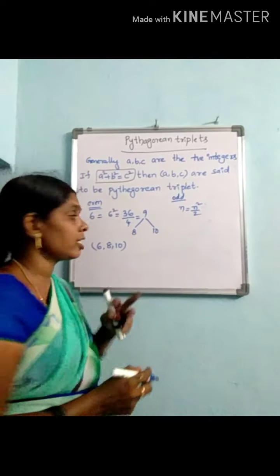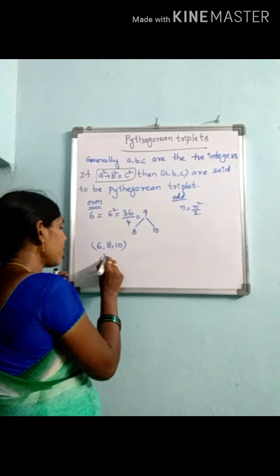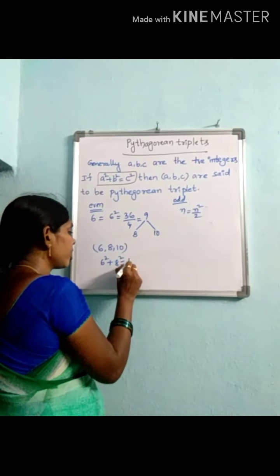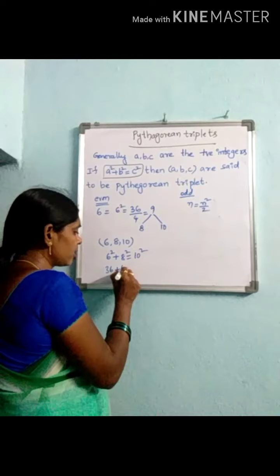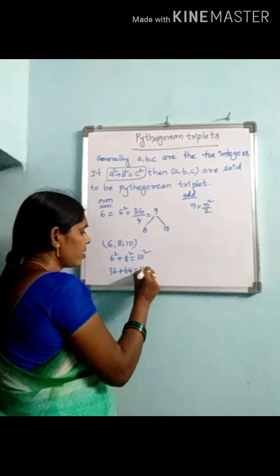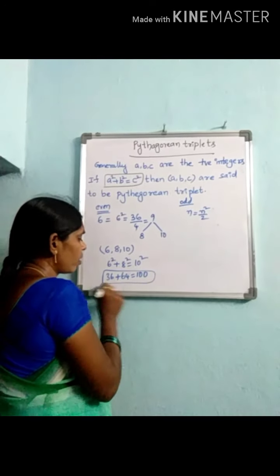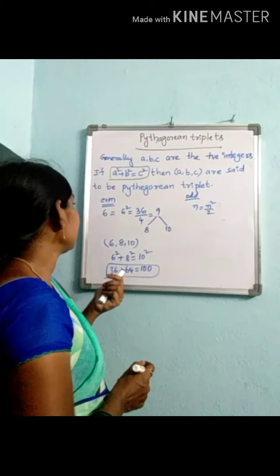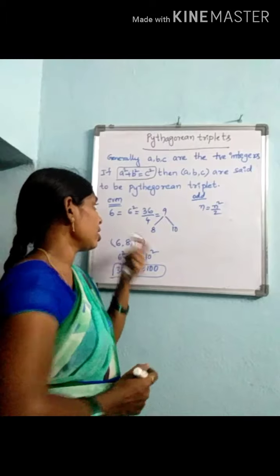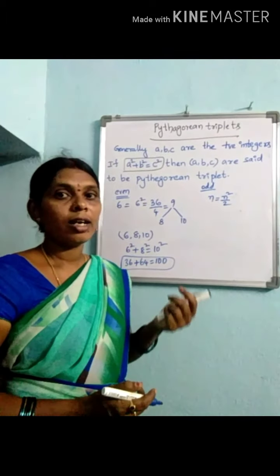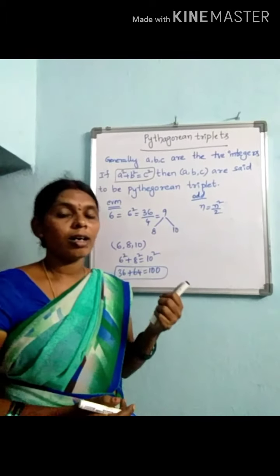Once we have to check whether it is possible or not. 6 squared plus 8 squared equals 10 squared or not. 6 sixes are 36 plus 8 eights are 64, which equals 10 tens, 100. So it is a very easy method: if one number is given, we can find the remaining two. I hope you all understand. Thank you, children.